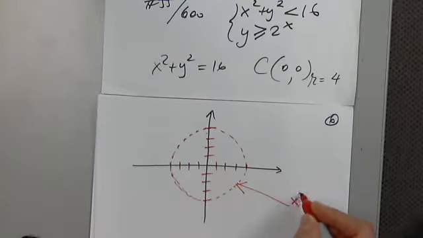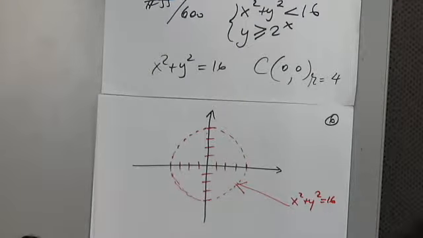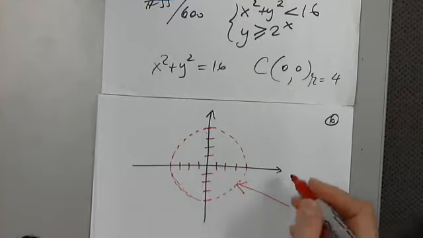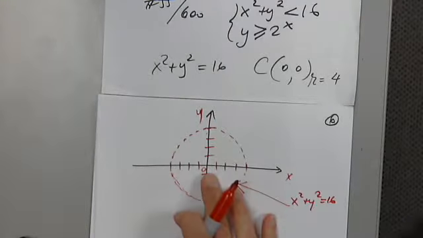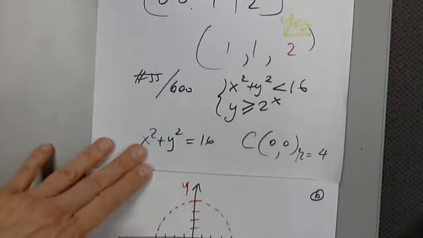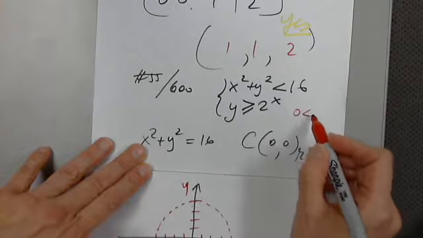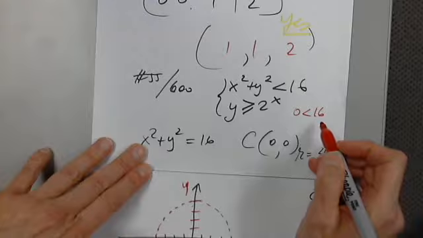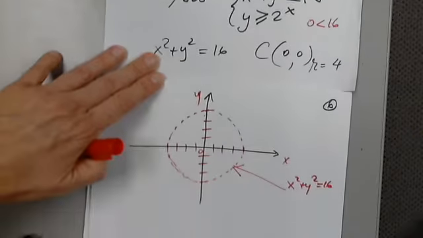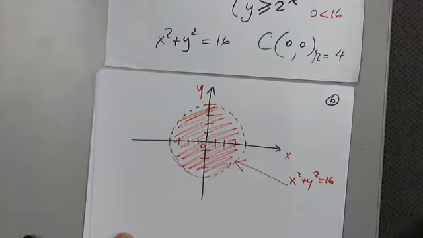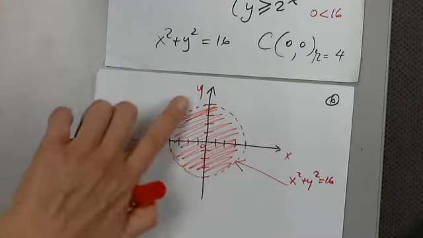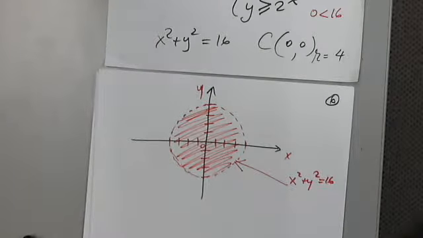This is only x squared plus y squared equals 16. It divides the entire plane into two regions, the inside and the outside. And of course, I'm going to pick the inside with 0, 0. 0, 0. 0 less than 16? Yes, it is. Since 0 is less than 16, I'm going to have to shade in the inside. Not the points on the circumference, though.